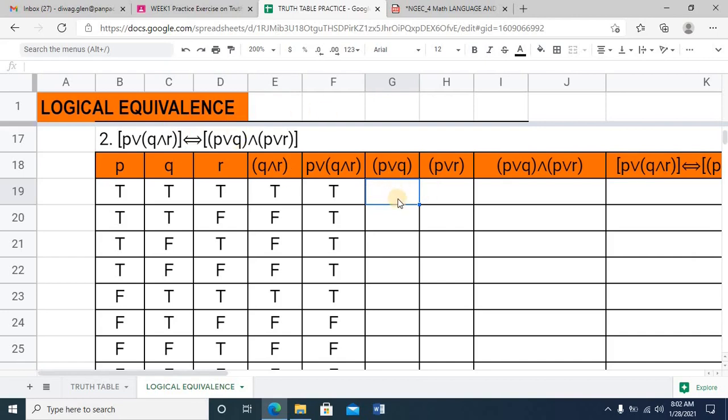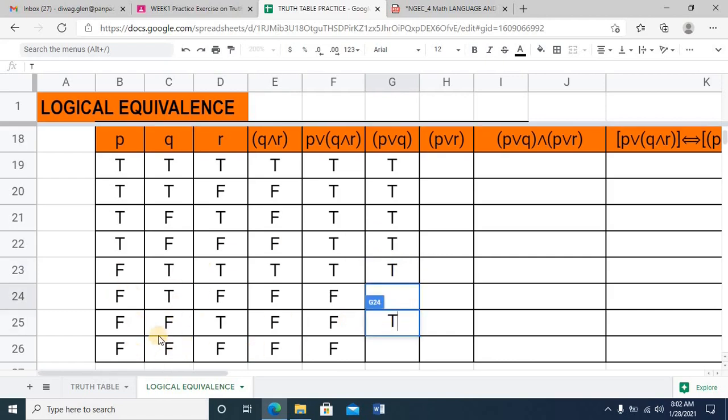Now we work it out on the right side of the statement. We have a P or Q. So it's an OR statement. At least one should be true to become true. So let's do it. So this is true, true, true, true. This is true and true. False, false, false, false. So this is false and false statement. Let me just double check it.